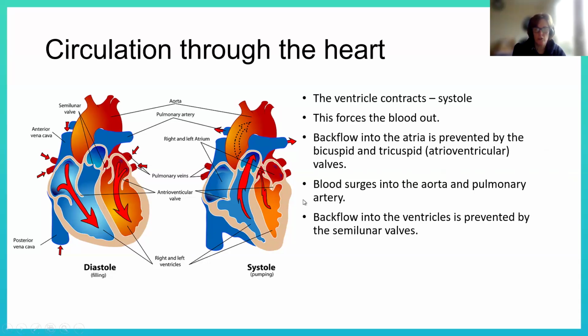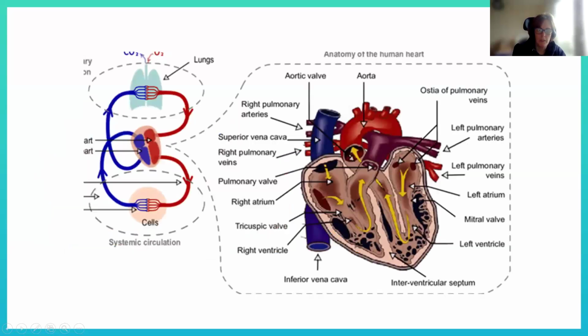So the ventricle contracts here. This forces the blood out into the arteries, the aorta up here, this big vessel here, and the pulmonary artery here, which goes to the lungs. And as I said, these valves are closed to prevent backflow.